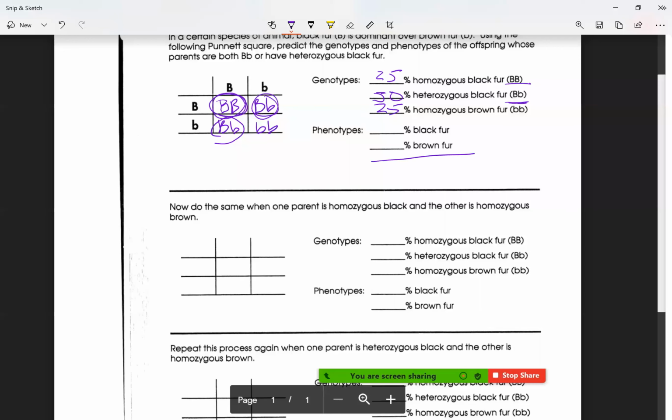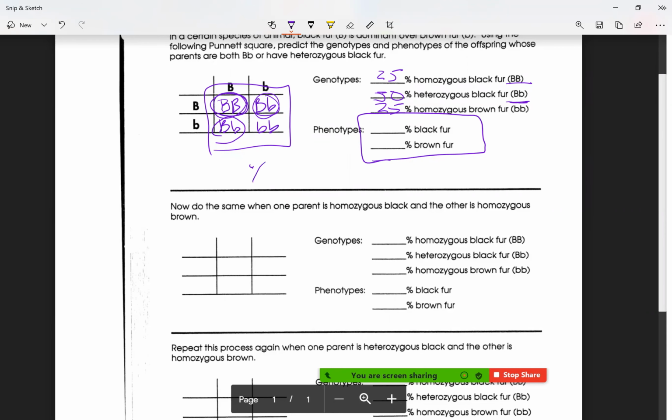Okay, so now you're asking how many of those 4 are going to have black fur? What do you think? Anybody have a guess? What percent is going to have black fur out of these 4 squares? What are you looking for? 75%. Nice job. 75%. That leaves what? 25%. Ta-da!